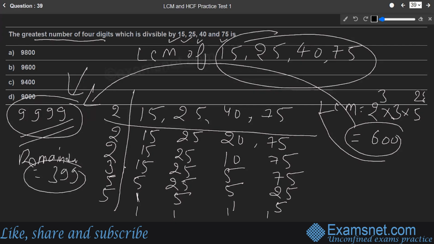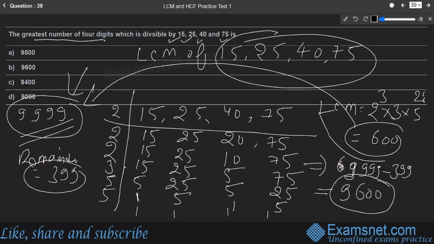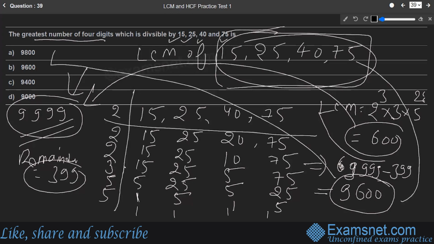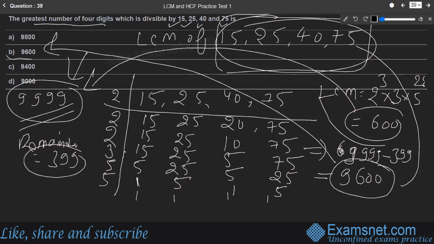So what is the closest multiple of 600 to the greatest four digit number? That can be found by subtracting 399 from 9999, which gives us 9600. So 9600 is the greatest four digit number that is not only divisible by all of these divisors, but is the required answer as well. It is available in option number B. 9600 becomes the right answer.